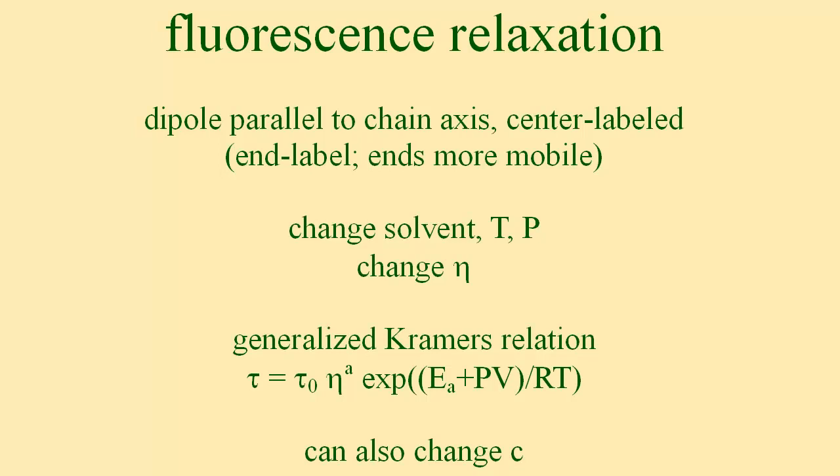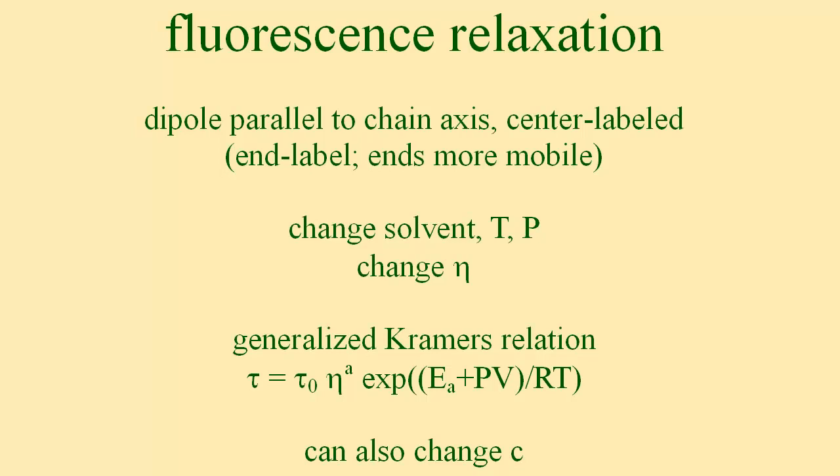The original Kramers relation would have said that tau was proportional to eta to the first, not eta to the a. Kramers used the assumption that the drag coefficient was linear in the viscosity. There are also factors as you change solvent, temperature and pressure which are compressed into that exponential, which has an activation energy E sub A and an activation volume V sub A. Those three parameters between them actually cover a great deal of experimental ground.